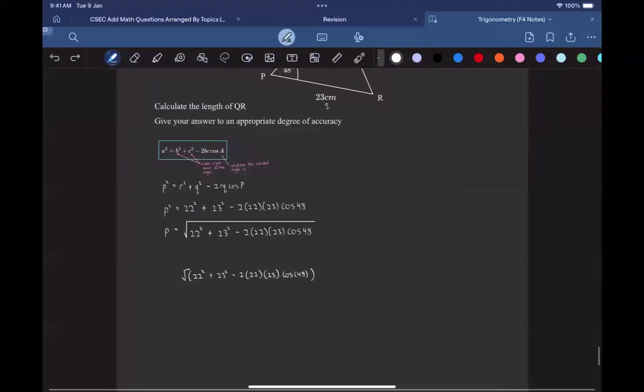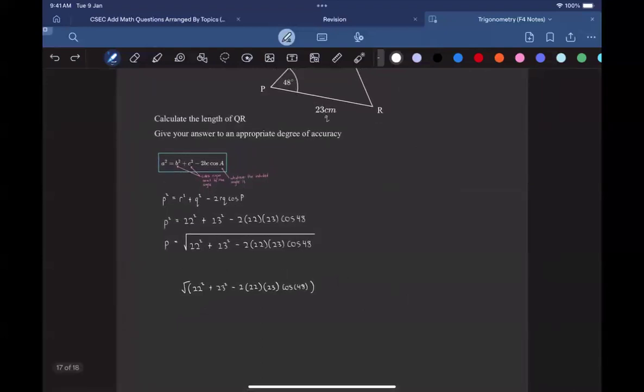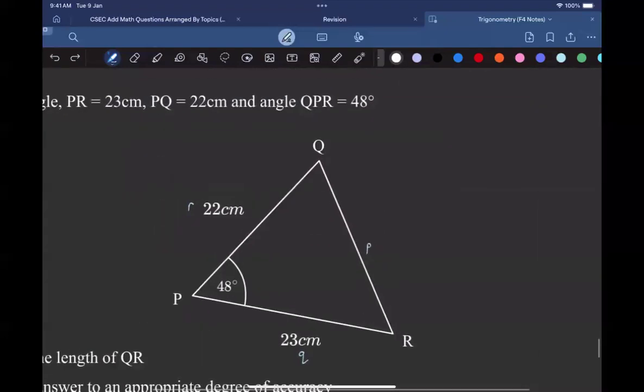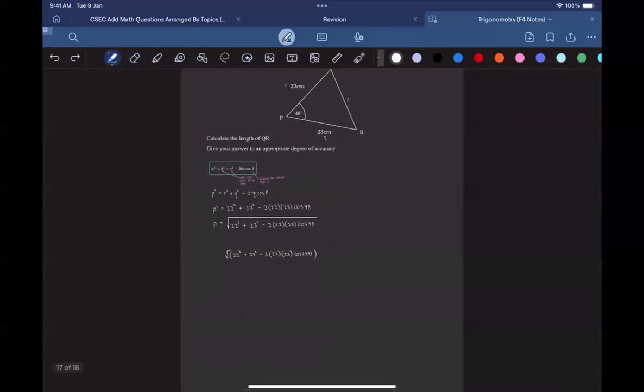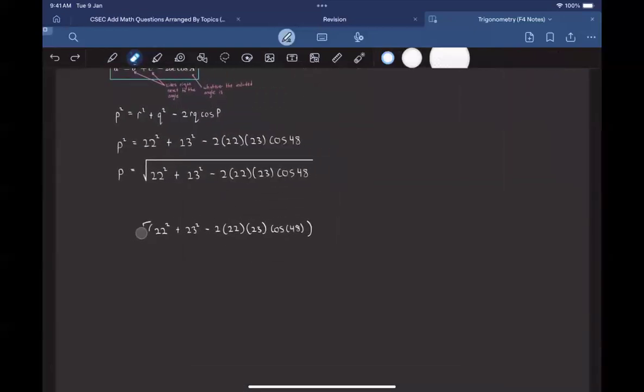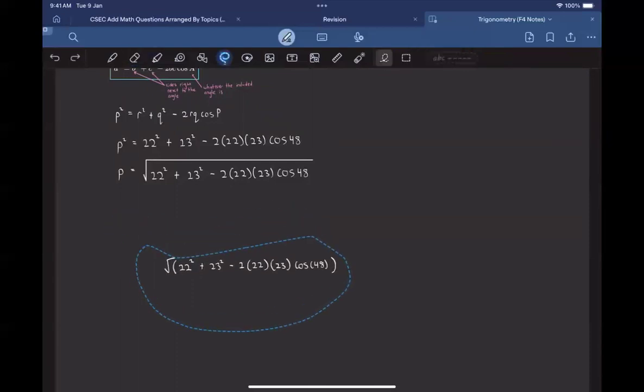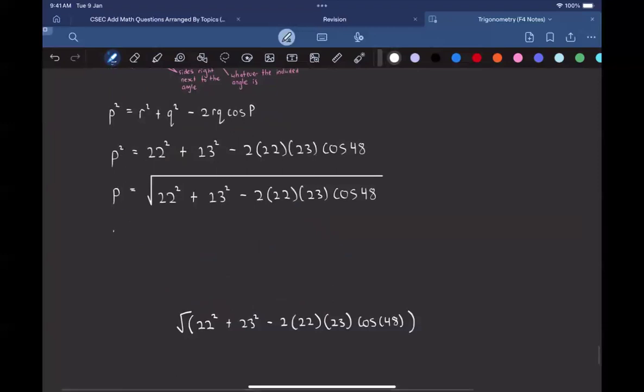In the question, it says to round it off to an appropriate amount. Let me look at what the sides are. I have 22 and I have 23. Do you see any decimals? No. So we're gonna round off to the nearest centimeter. I get 19.31. There's something wrong there, because I put 25.